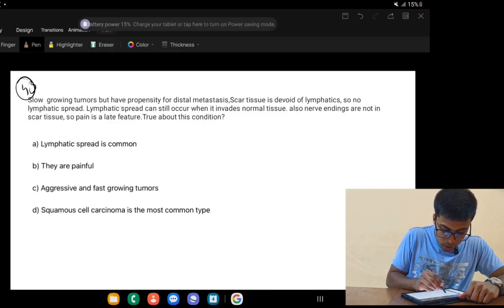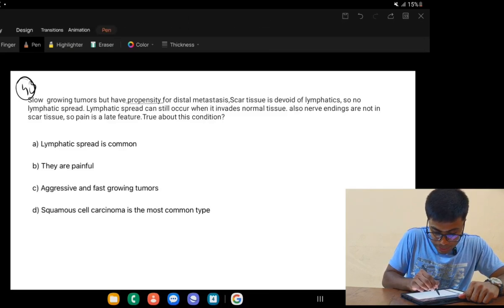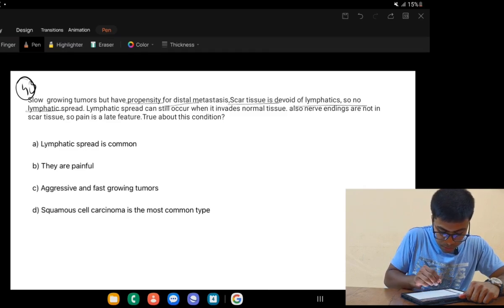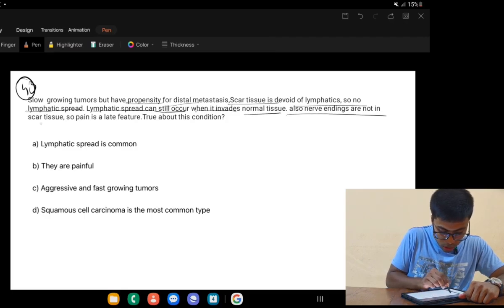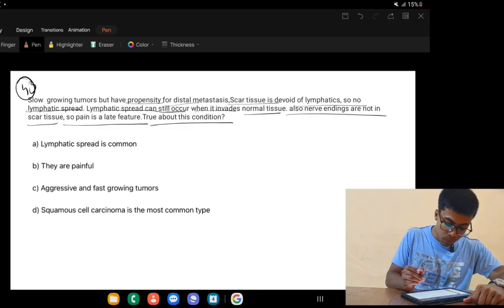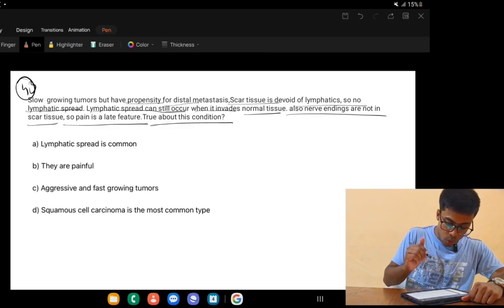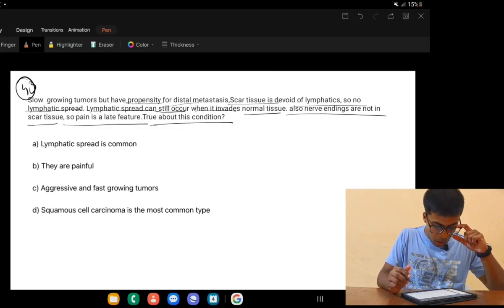Slow growing tumor but has propensity for distal metastasis. Scar tissue is devoid of lymphatics, so no lymphatic spread. Lymphatic spread can still occur when it invades normal tissue. Also nerve endings are not in scar tissue, so pain is a late feature. Which is true about this condition? So what is this condition? First we have to find out.